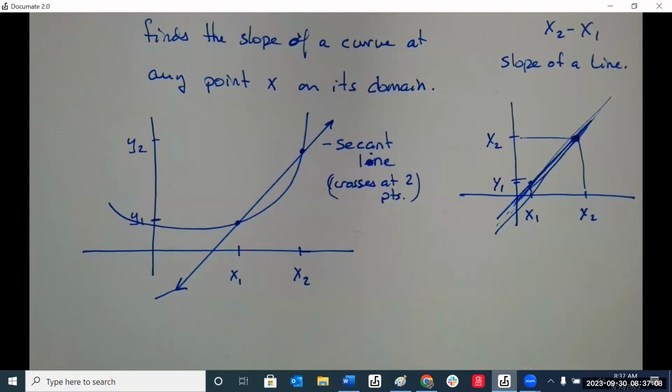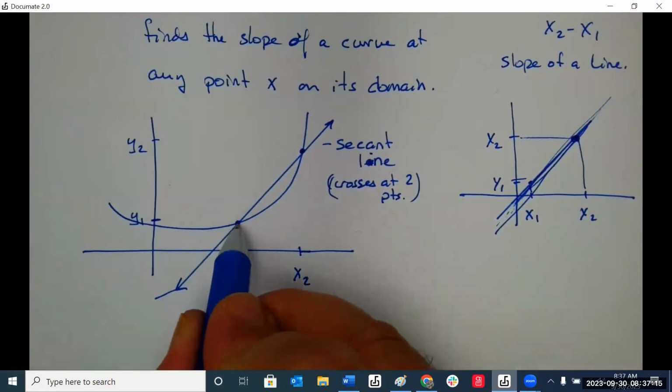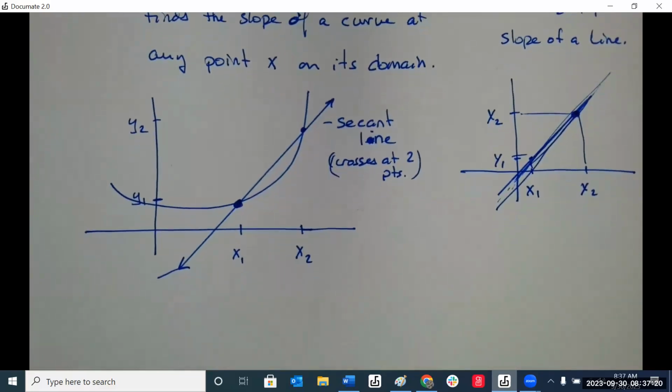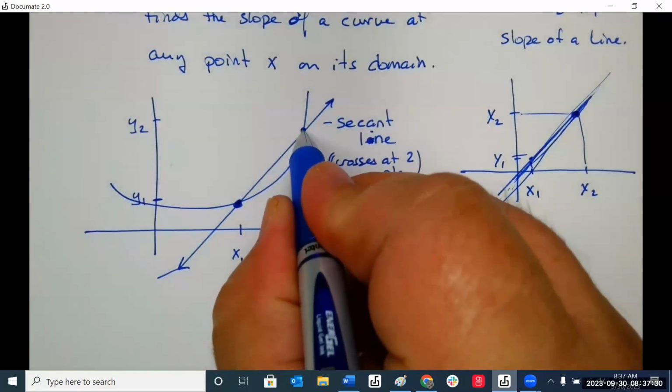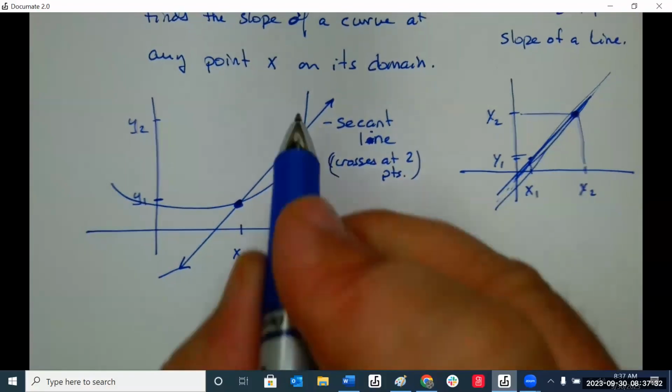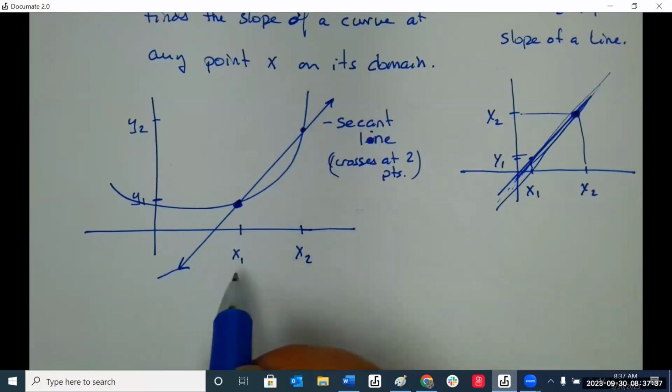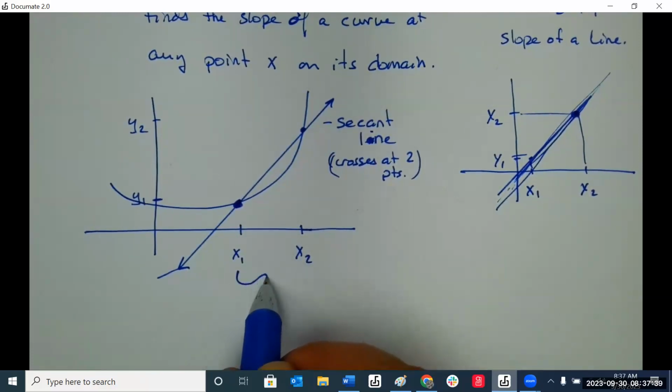But that's not going to help us. We want to know what the slope is of a curve at any point. Let's say we want to know what the slope is at that point. How do we figure this out? Okay, we still use a line to figure out the slope. But we have this point and this point. We have to get this point to this point. We call the distance between these two h.